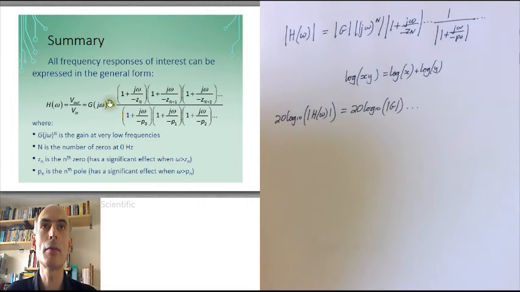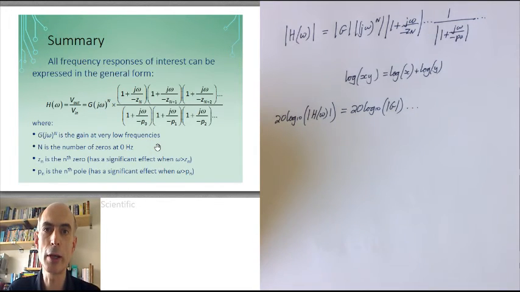N, that term there, is just the number of zeros at 0 Hz, or if you like, the number of factors of j omega that you can extract from the original numerator polynomial. Zn and Pn are all the zeros and the poles. Zeros are just the roots of the numerator, and the poles are the roots of the denominator.